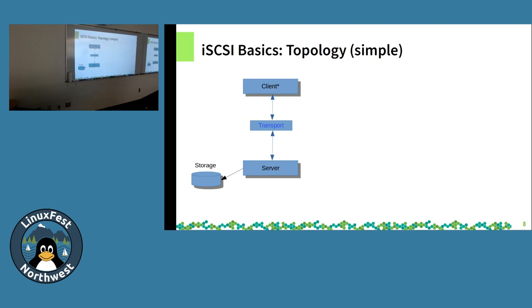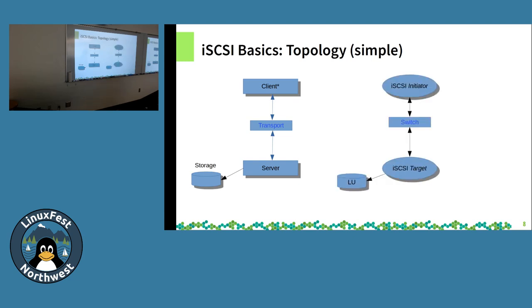So here's a simple client server with a transport diagram. And here's what iSCSI maps onto that. Initiator is the client, the target is the server. So it's always the initiator, some computer saying, I want to write or I want to read. And the logical unit there is our disk drive.